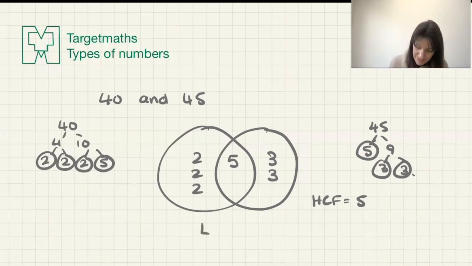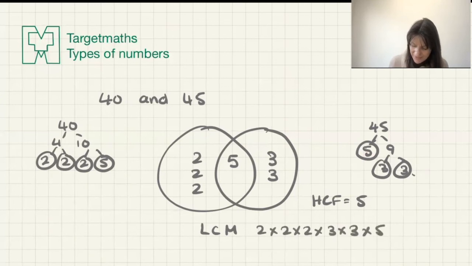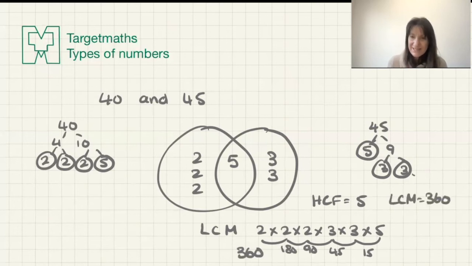Okay, so my lowest common multiple is going to be 2 times 2 times 2 times 3 times 3 times 5. So 5 3s are 15, and 15 3s are 45. Double it, 90, double it, 180, double it, 360. So the LCM is 360.